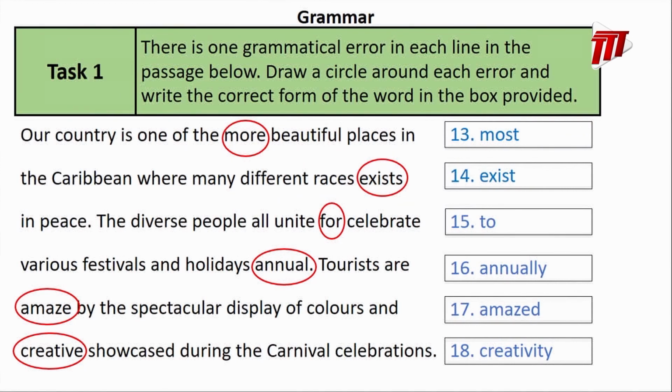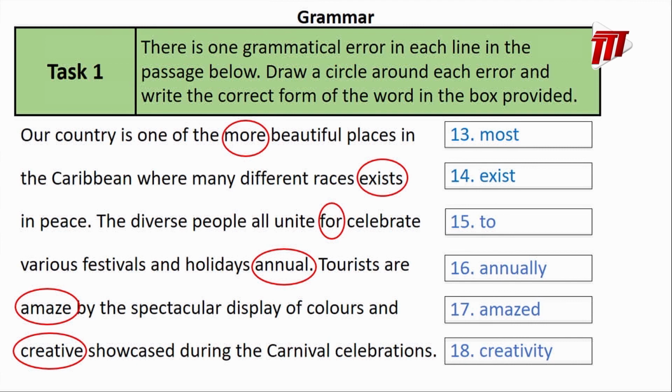Let's look at our sentences now, our lines in isolation, and ensure that we've circled everything. In each line you have something circled and you have the correct thing in the box provided. Our country is one of the more beautiful places. It's supposed to be most beautiful places. We circle more and we write in most. The Caribbean, where many different races exist, we circle exists and we write the correct thing. In peace, the diverse people all unite to celebrate, so you circle for and write to.